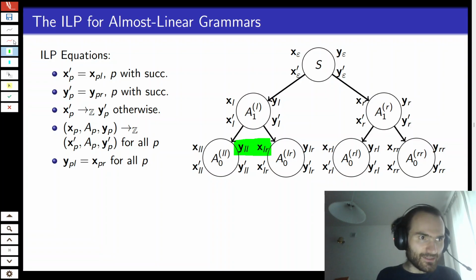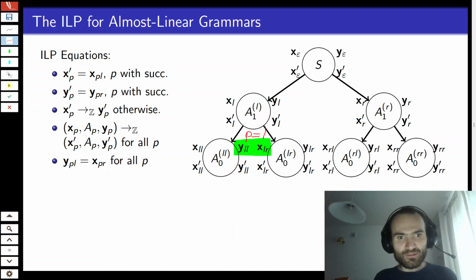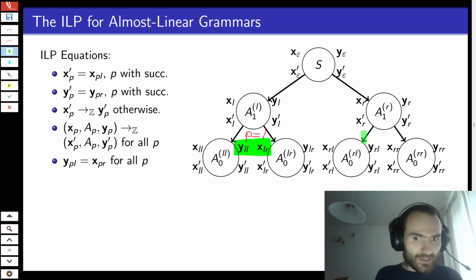that these two are equal. So here, if you have some position, then YPL is supposed to be XPR. So here we have, for example, P equals L. If you take P equals L, then you want here YLL equals XLR. We have a similar instance here. If you take P equals R, then you want that these two are equal.